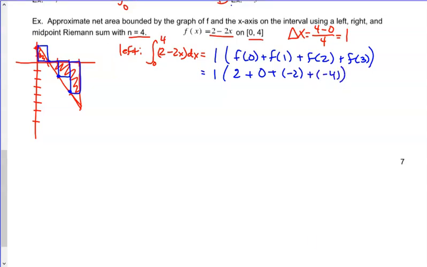So, should the area be positive? Should it be negative? I'm hoping it's going to give us a negative number because it looks like more is in the bottom than it is in the top. So, these are going to cancel. This is going to end up with negative 4 times 1, which gives me negative 4.